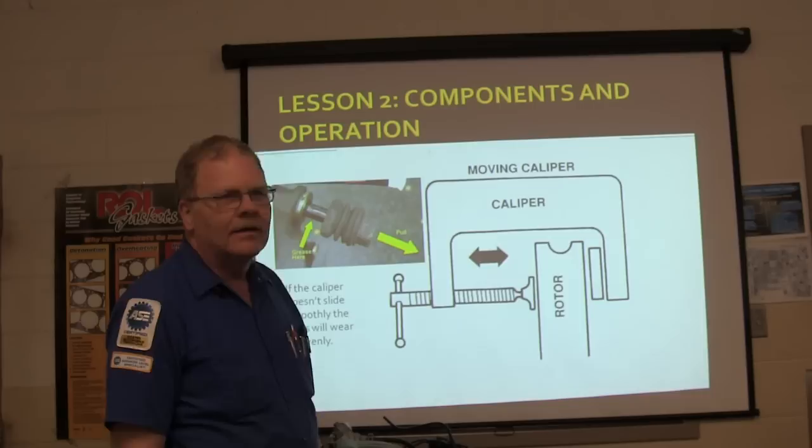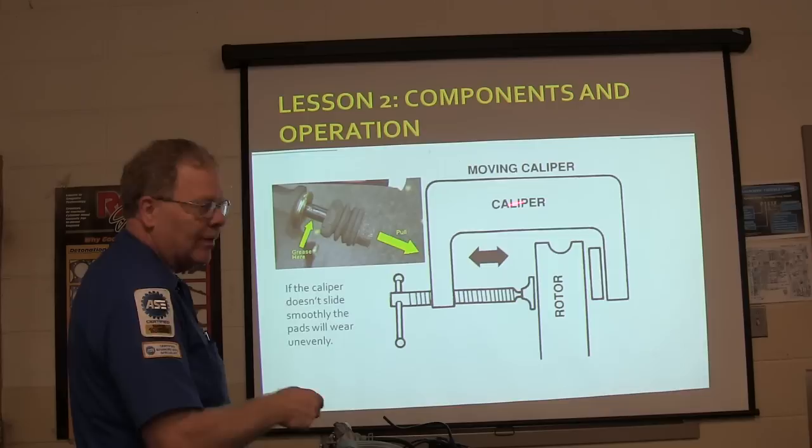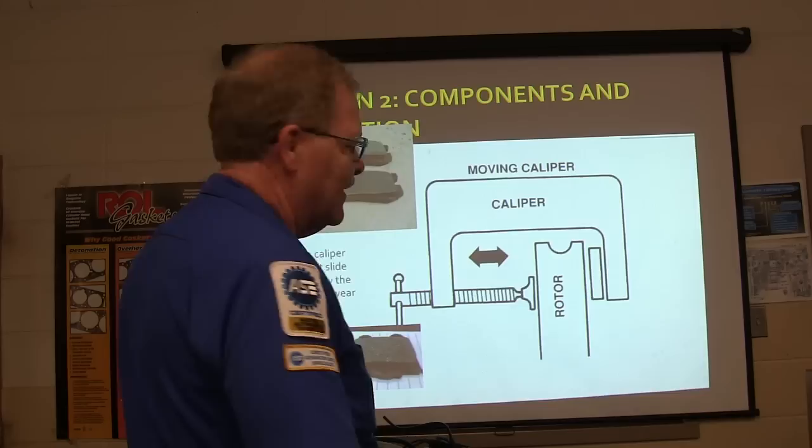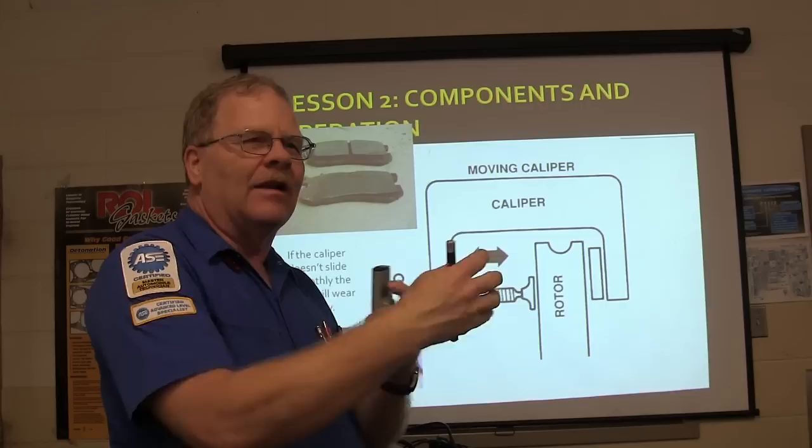If the caliper doesn't slide smoothly, the pads will wear unevenly. The caliper is supposed to work like a C-clamp, basically. See what I mean? Have you ever seen pads that wore like that, like a wedge? That's because the caliper's not floating right. The side that's got the piston on it is going to wear a lot because the caliper can't pull on the other side, and the opposite side of the rotor won't wear hardly at all.